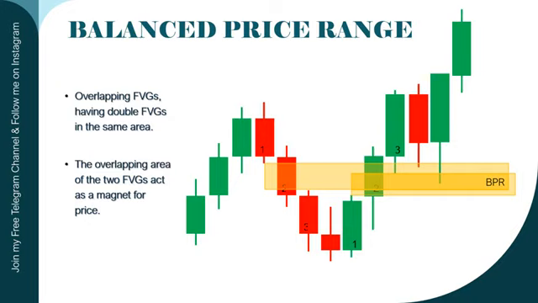Okay, so this area, these are just overlapping fair value gaps. The overlapping area of the two fair value gaps acts as a magnet for price. Price tends to come back to this area because there's way too much price action that needs to be done here. Okay, this is also called internal liquidity, by the way. Yeah, but you don't need to know that right now. We'll make a video on that. Okay, so let's just go to the real chart now.